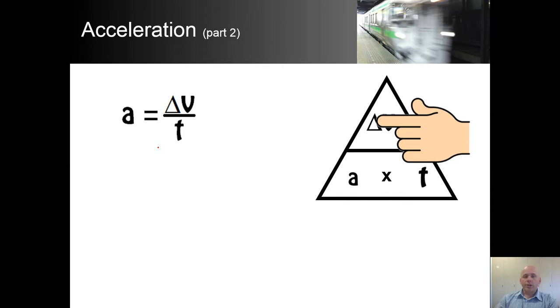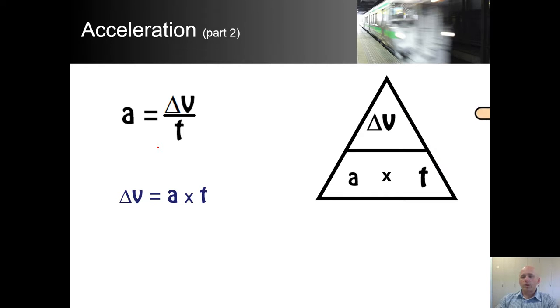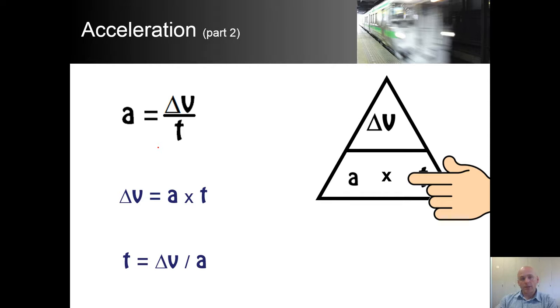If we want to solve for delta v, the change in speed, we cover up the v and we can see that delta v equals a times t. If we want to determine or calculate time, we cover up the t, and we've got delta v over a. So that's our formula for calculating time, if you know acceleration and you know the change in speed.